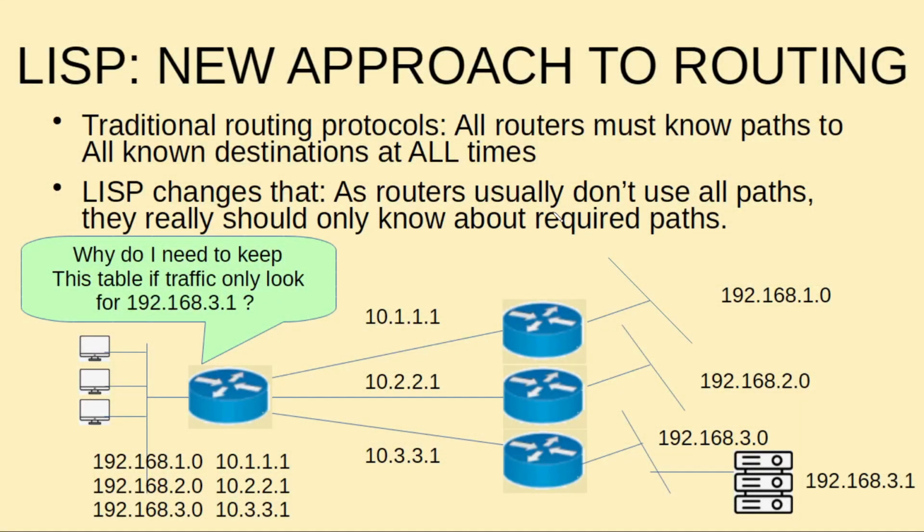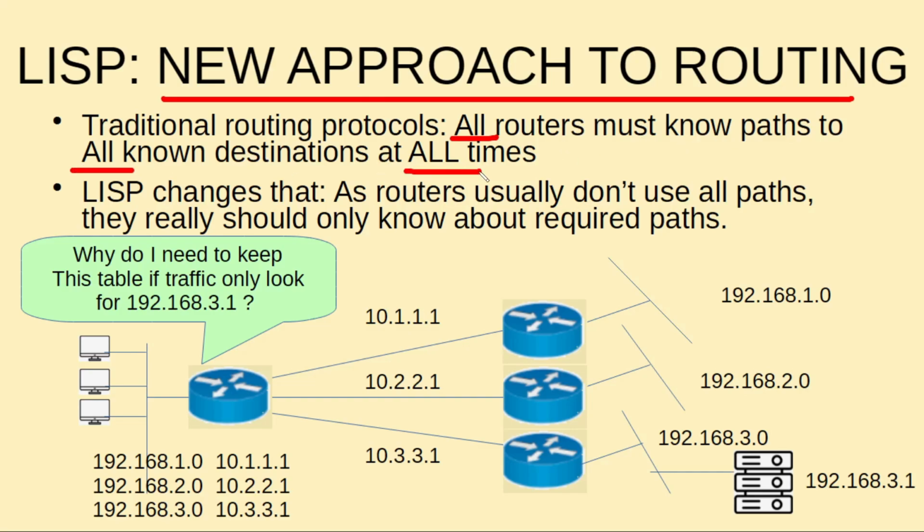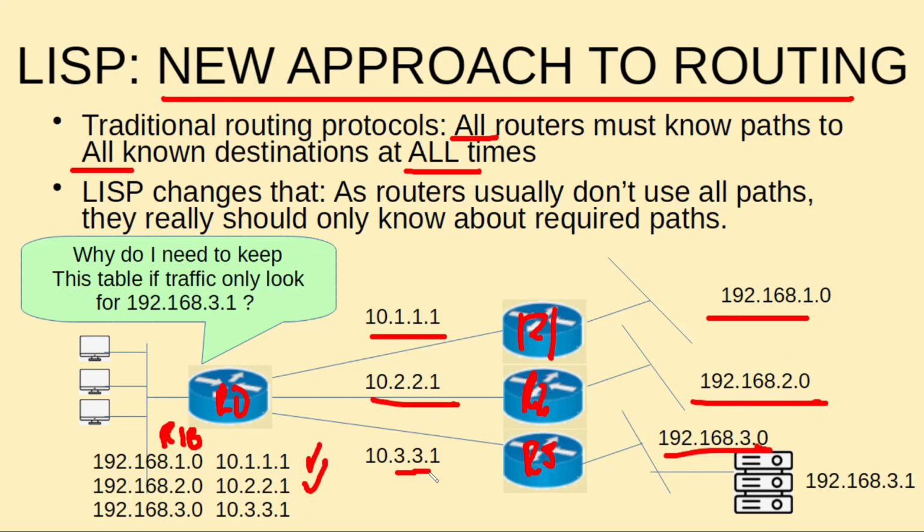Perhaps the most interesting feature that LISP has is its new approach to routing. With traditional routing protocols, all routers must know paths to all known destinations at all times. So for instance, in this example, router 0 is connected to router 1, 2, and 3. And if we were running a traditional IP protocol, router 0 will build its routing table like this. It will know that this destination is reachable through this next hop, this destination is reachable through this next hop, and this destination is reachable through this next hop.